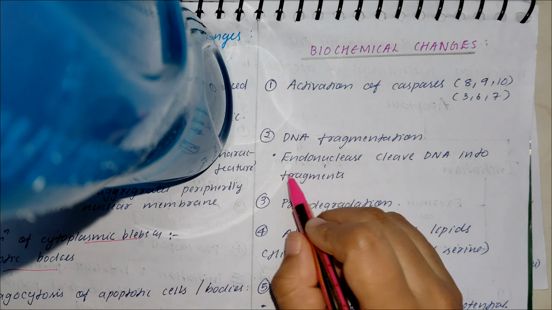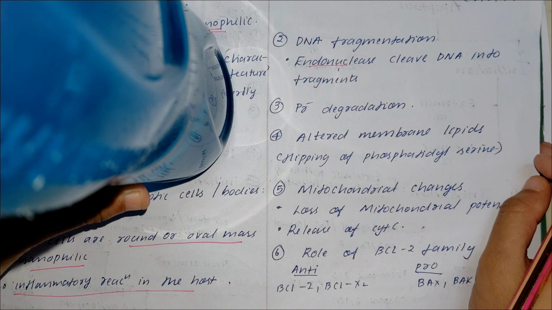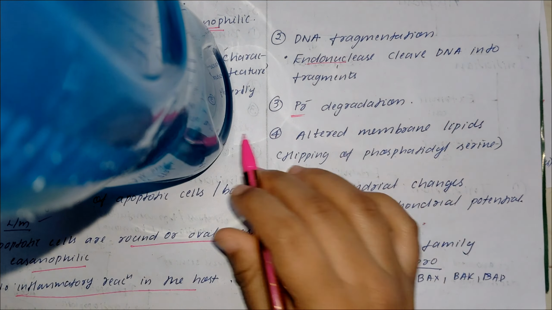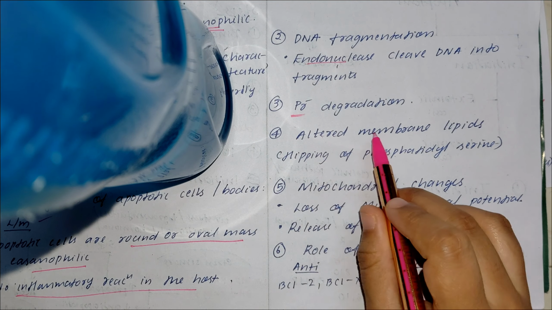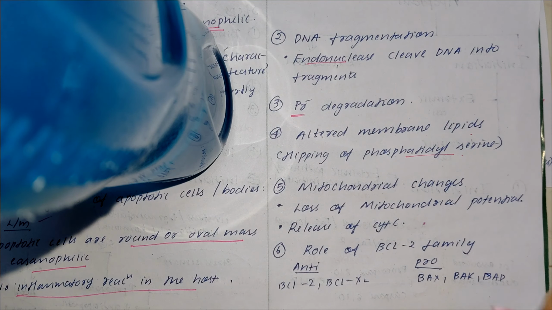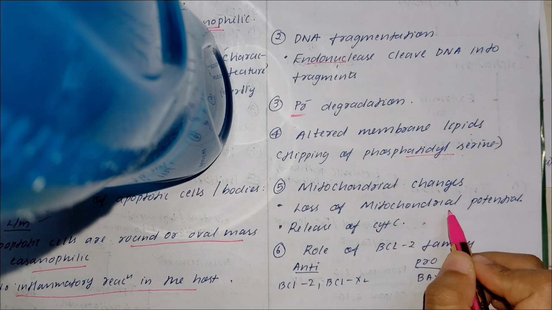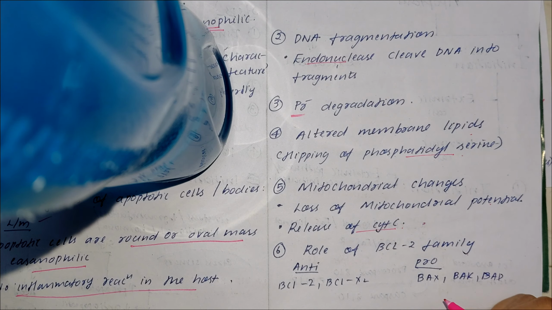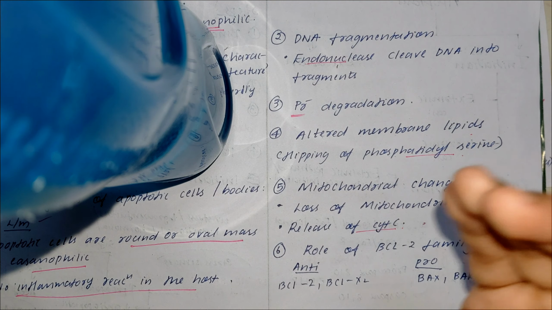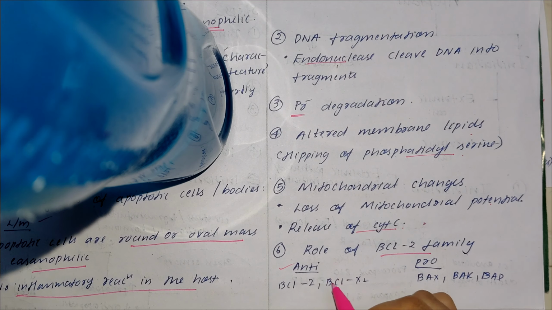Second will be DNA fragmentation, of course, because endonuclease will be acting. It will cleave the DNA into fragments, and there will be protein degradation. There will be altered membrane lipids, with flipping of phosphatidylserine. You won't understand this now. I'll teach you in the next class. Now mitochondrial changes: there will be loss of mitochondrial potential and release of cytochrome C. This also in the next video. And the sixth one will be the role of the BCL2 family. Anti-apoptotic factors are BCL2 and BCL-XL, and pro-apoptotic factors are BAX and BAD.